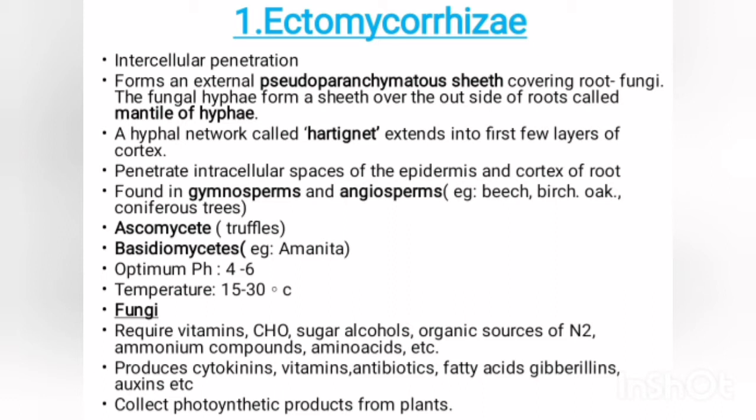Fungi produce metabolic products like auxin, gibberellin, cytokinins, vitamins, antibiotics, and fatty acids. They are also able to produce the enzyme cellulase. But the activity of cellulase is suppressed, so there is no digestion of plant roots.